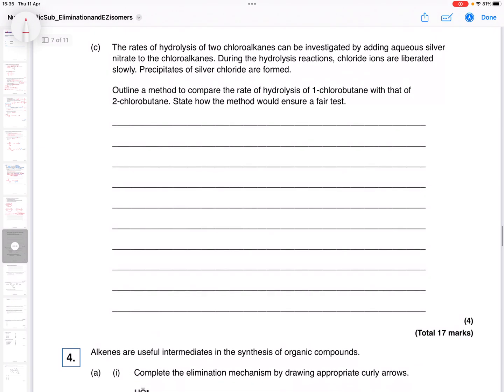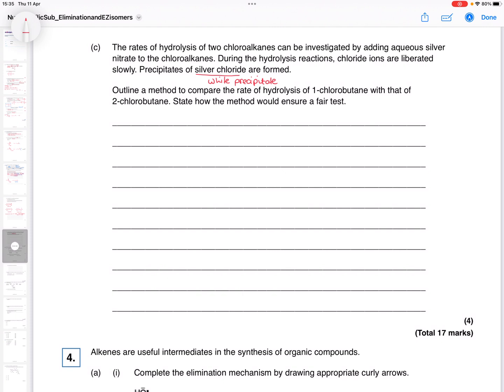Okay, so in this question we're looking at the rates of hydrolysis. So this is an experiment that we did where you added some halogenoalkanes to some silver nitrate. So let's have a look at the question. The rates of hydrolysis of 2 chloroalkanes can be investigated by adding aqueous silver nitrate to the chloroalkanes. During the hydrolysis reactions, chloride ions are liberated slowly, precipitates of silver chloride are formed. Hopefully you remember that silver chloride is a white precipitate. We use this as the test for chloride ions.